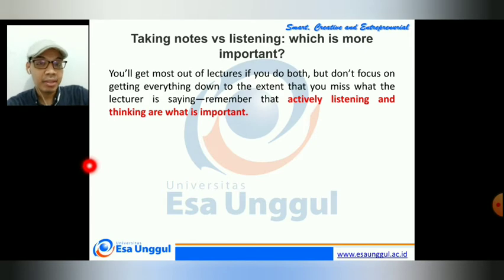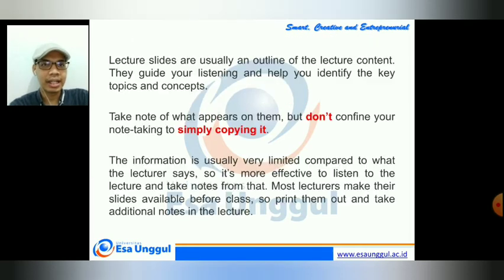Yeah, it can be possible, but it's difficult to do. Lecture slides usually outline the lecture content. They can guide your listening as well, to help you identify the key topic and also the concept. Take note of what appears on them, but don't confine your note taking to simply copying it.